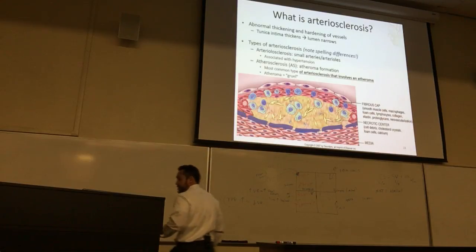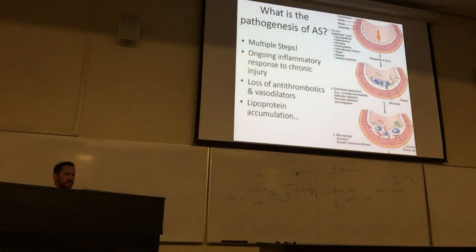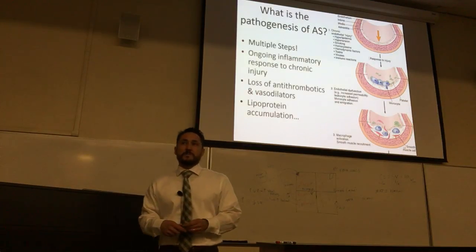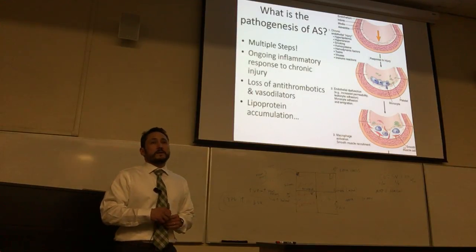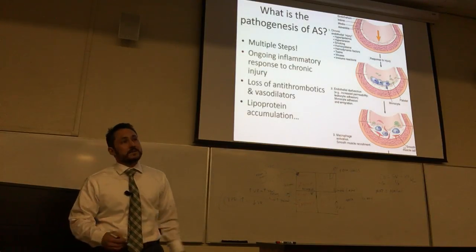So these are the two different types of arteriosclerosis, atherosclerosis with an atheroma being the most common. So how does the atherosclerosis form? Well, there are multiple steps, and in summary, it's a chronic, ongoing inflammatory response, which shouldn't be a surprise. I promised you at the beginning of the semester, when we first met, that we'd have inflammation peppered throughout the entire semester, and that we would talk about it again at the end, and that's what we're doing.